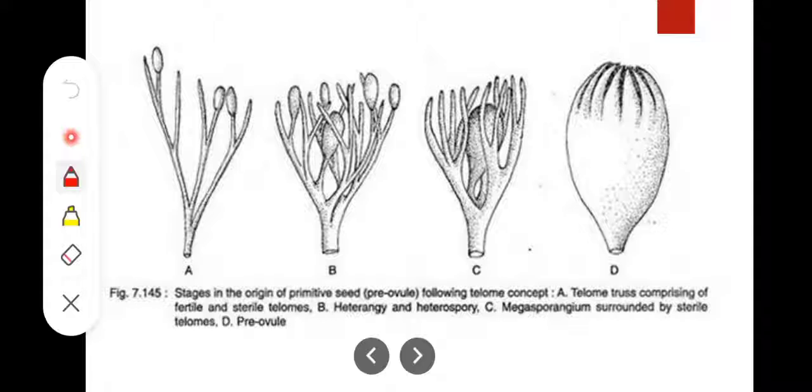So in this diagram you can see the stages of the seed. The first is the telome trusses comprising fertile and sterile telomes, that you can see in this diagram. In the B diagram, the heterosporangy and the heterospory, meaning different in size, you can see clearly. In the C, megasporangium means large spore, surrounded by sterile telomes, and D is the pre-ovule.